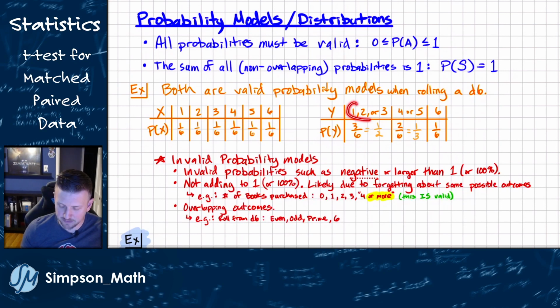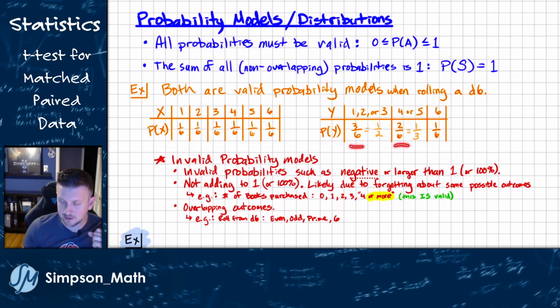Maybe for some reason I group together getting a 1, 2, or 3. And then I group together a 4 or a 5, and then I group together a 6. So notice there's a 3/6 chance of getting a 1, 2, or 3, a 2/6 chance of getting a 4 or 5, and a 1/6 for getting the 6.